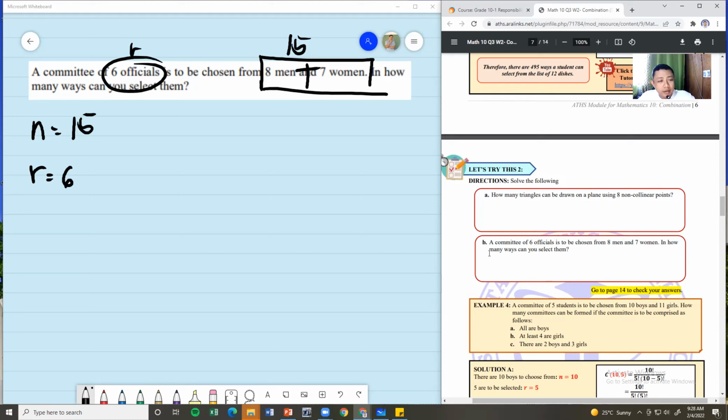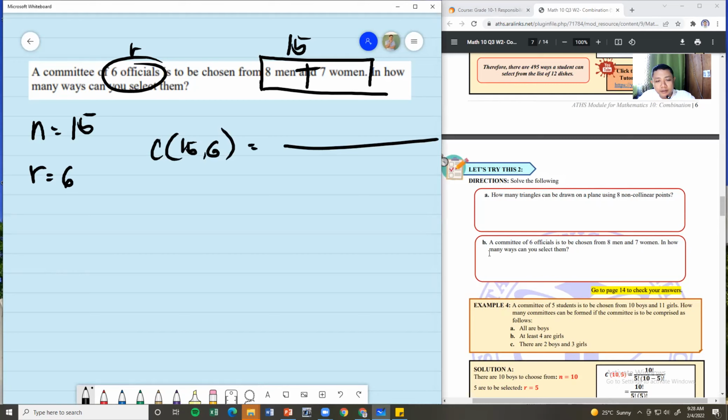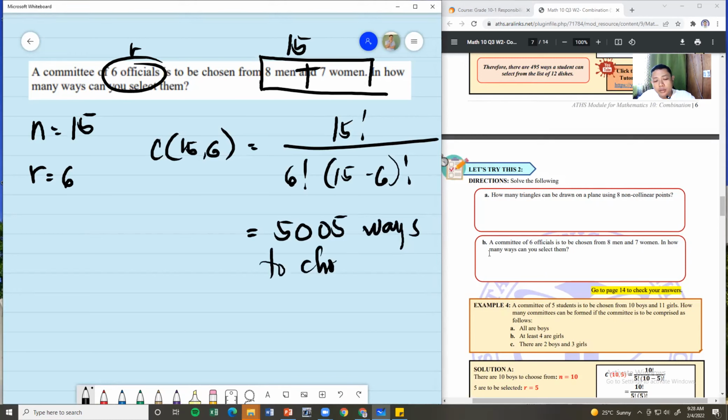Okay. So for our formula, that becomes C(15,6). This will be equal to 15 factorial over 6 factorial times (15 minus 6) factorial. So when we solve this, we end up with 5,005 ways to choose a committee of 6 officials.